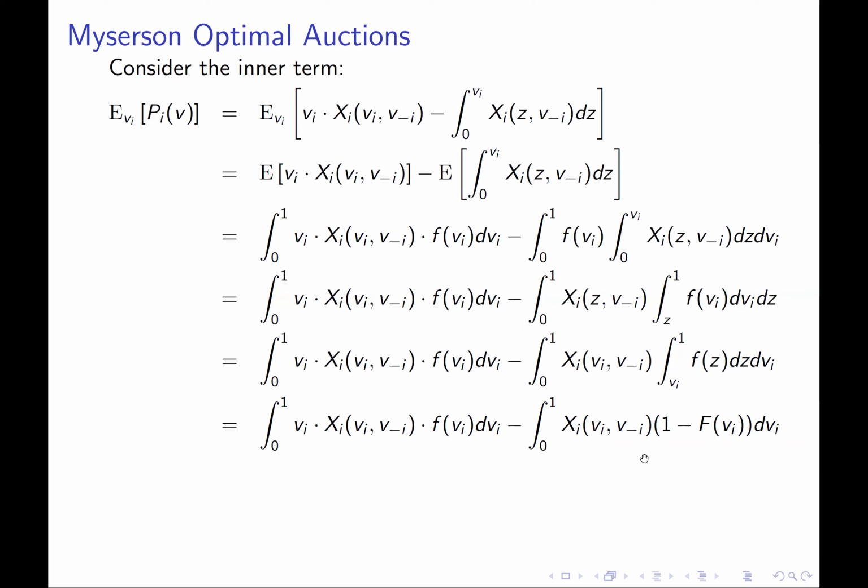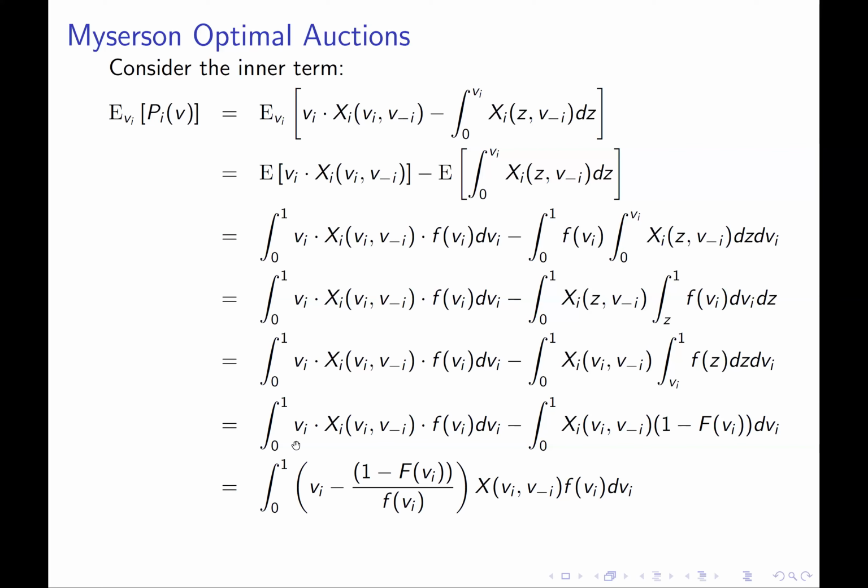And now we're almost done. All that we're going to do now is combine terms. Because we have now both on the left and on the right an integral over all values that vi could take of the allocation that is realized when we have value vi times something. So we can combine terms and end up with just one integral, right?